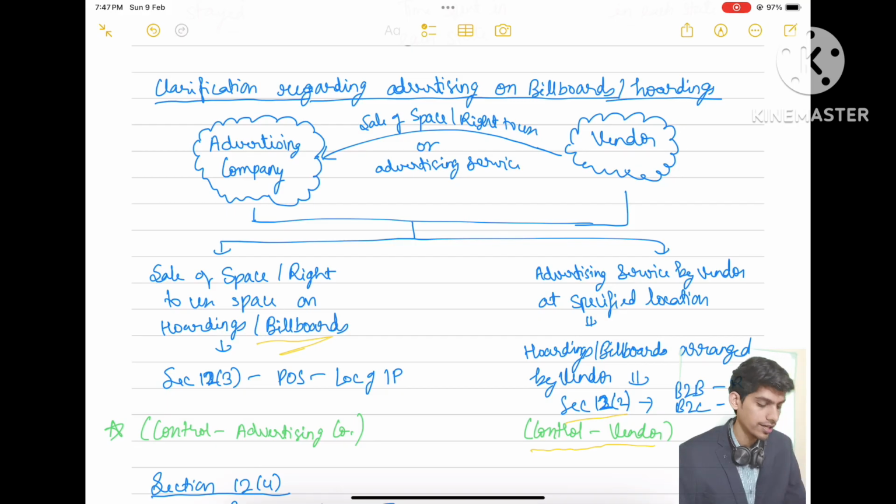So what is this rule? This rule says in case of B2B services, the place of supply will be the location of the recipient, and in case of B2C services, if the location of the recipient is available, then the location of the recipient will be the place of supply. If not, then the location of the supplier will be the place of supply. Okay, so we got it.